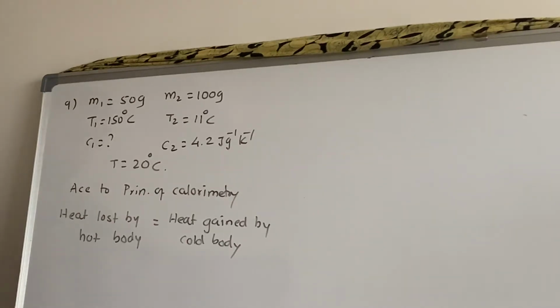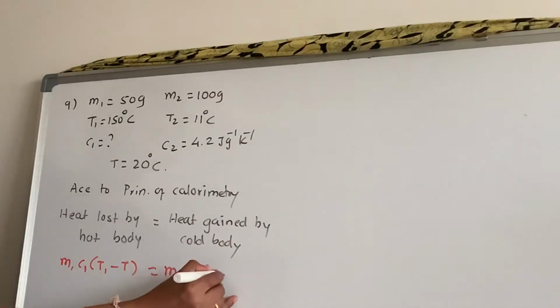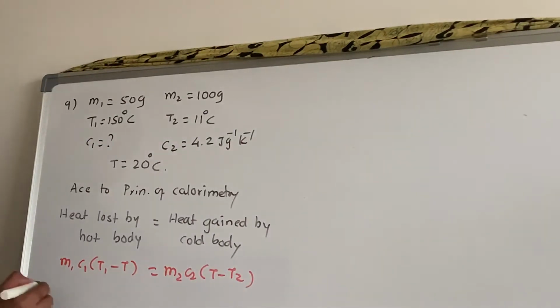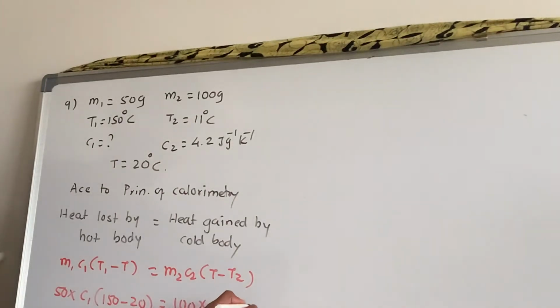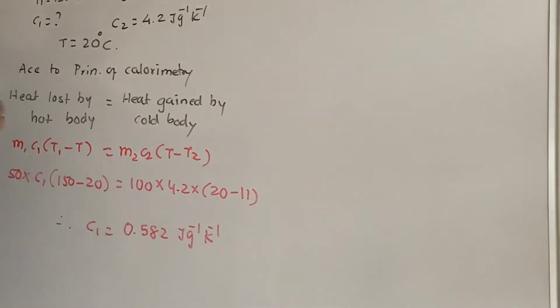This is equal to M1 C1 (T1 minus T), equal to M2 C2 (T minus T2). M1 is 50, C1 is unknown, T1 is 150 minus T which is 20. This is M2, which is 100, C2 is 4.2, into 20 minus 11. If you solve this, C1 comes out to be 0.582 joule per gram per Kelvin. This is very important because the calculation is a little different.